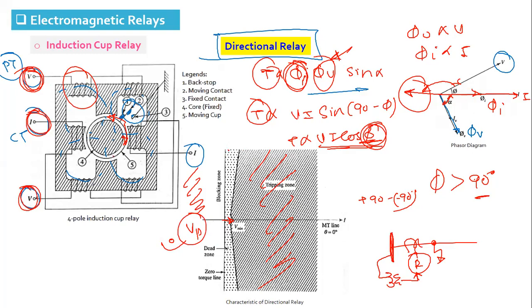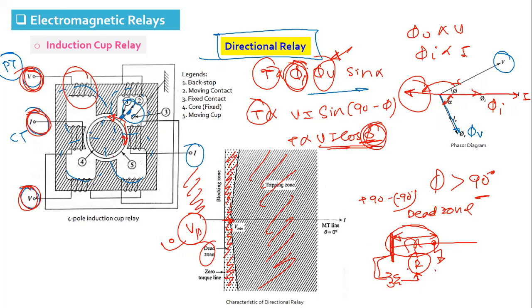And in the absence of polarizing voltage, the relay may not trip. That is called the dead zone. So this is a dead zone. The distance within which, if a fault occurs and sufficient polarizing voltage is not available, is called the dead zone for this directional relay.